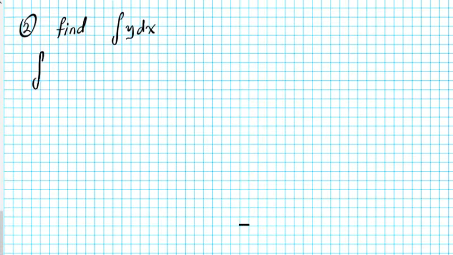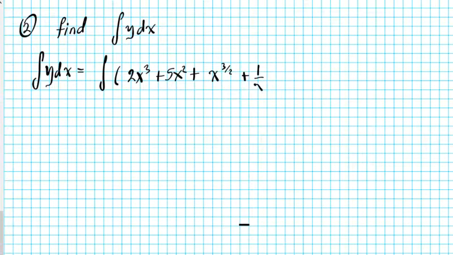Okay? Alright, so for part 2, we want to find the indefinite integral of y dx. So the integral of y dx is basically the integral of this entire expression, 2x to the third. Let's write it as powers to save time, okay? So 2x to the third plus 5x squared plus x to the 3 over 2 plus, let's do this as 1 over x.